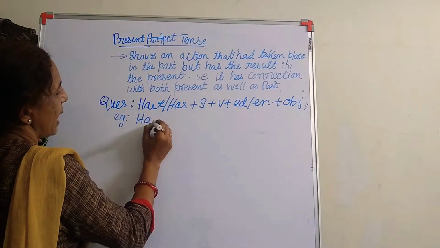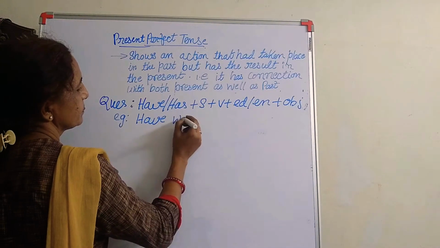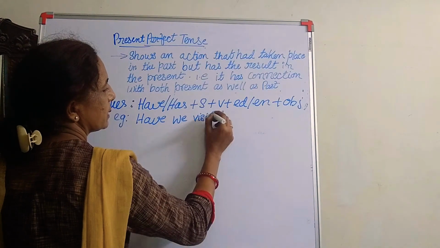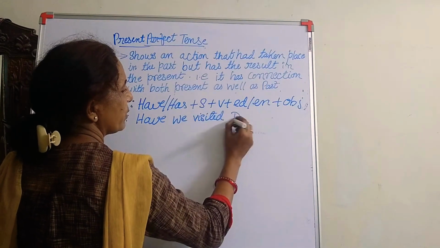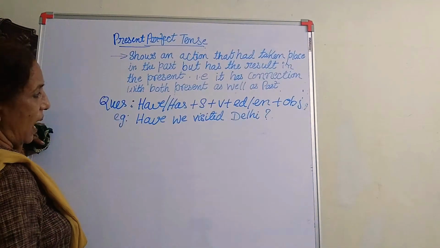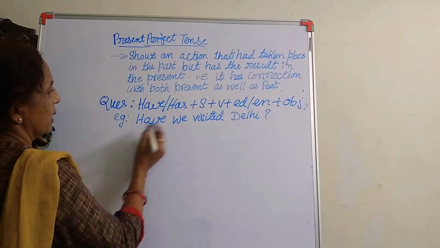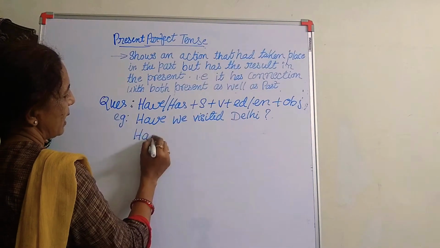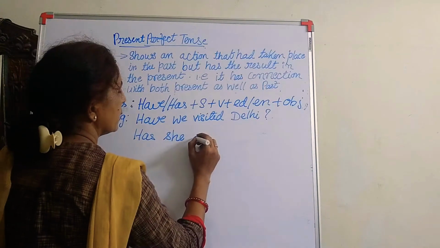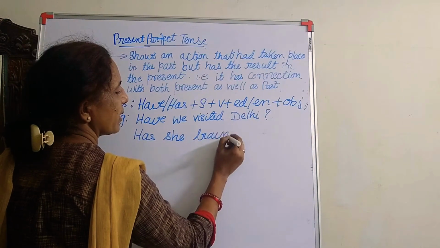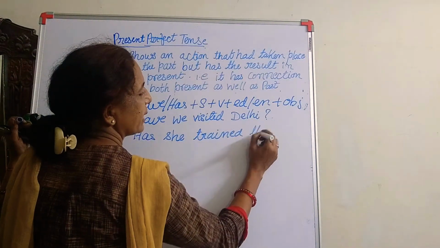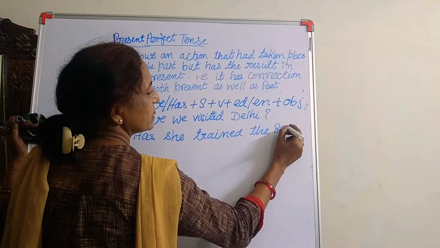Have we visited Delhi? Okay. Have we visited Delhi? Then, if we take "has she trained", trained, to give training: Has she trained the servant?